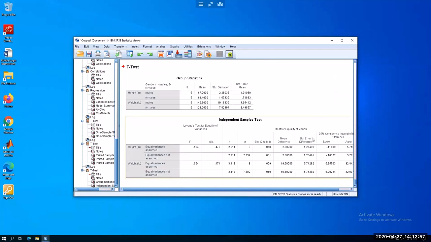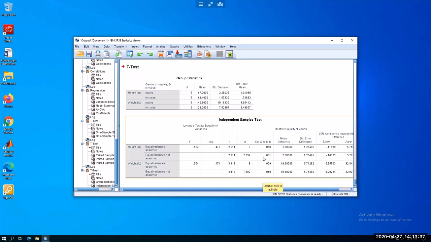Okay. Now we get a table with descriptive statistics. So our males have a mean height of 67.2 inches, and females 64.4 inches. Weight for males and females, we have 142.8 and 123.2. So below that is a table showing us F values, T values, degrees of freedom, P values.